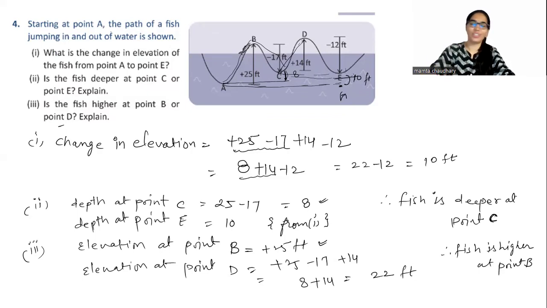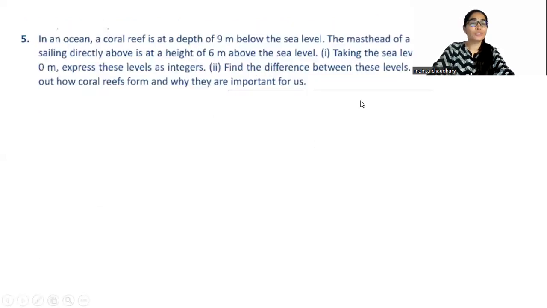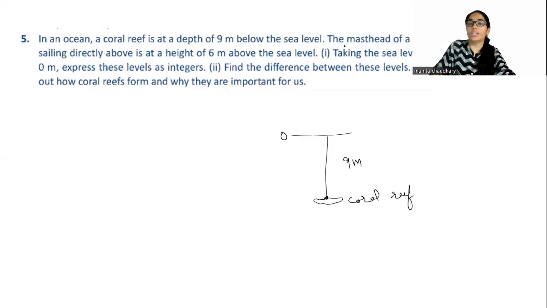Clear? Yeah, very good. Now, let's move to the next question. Next question says, in an ocean, a coral reef is at a depth of 9 meters below the sea level. This is sea level, always represented with 0. Here, this coral reef, 9 meters below it. The masthead of a boat sailing directly above that is at a height of 6 meters above the sea level.